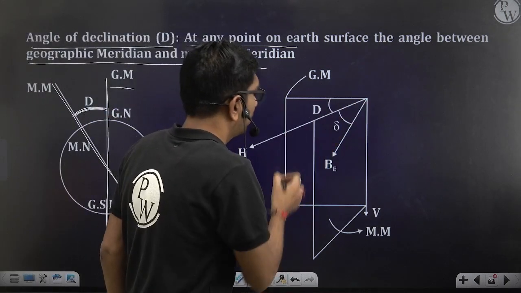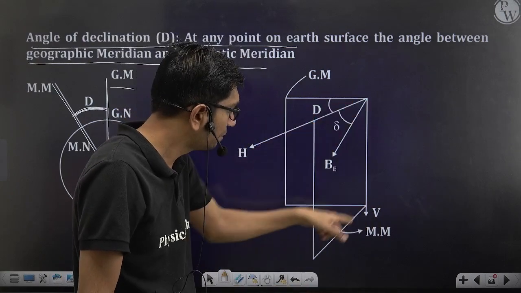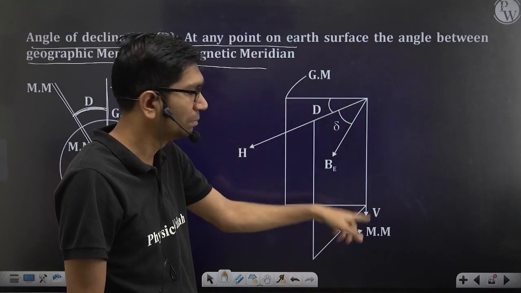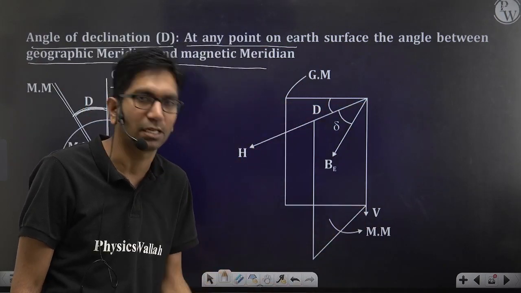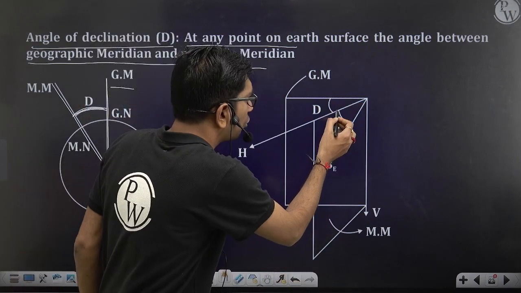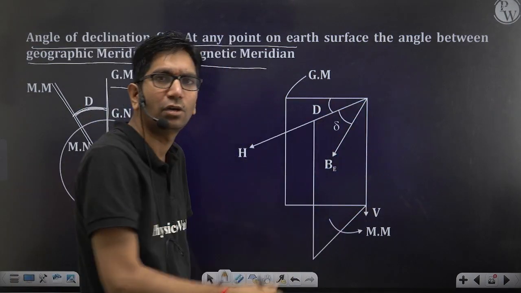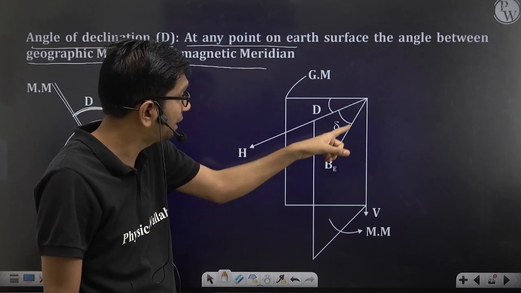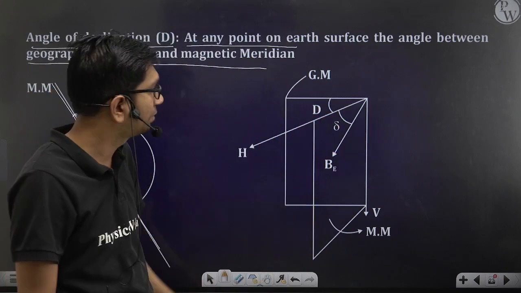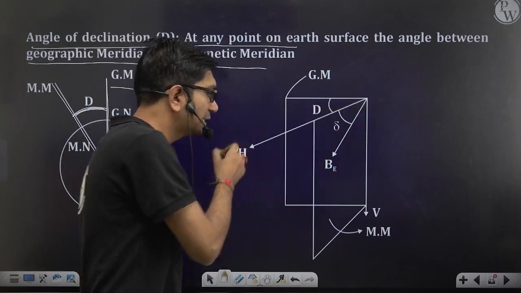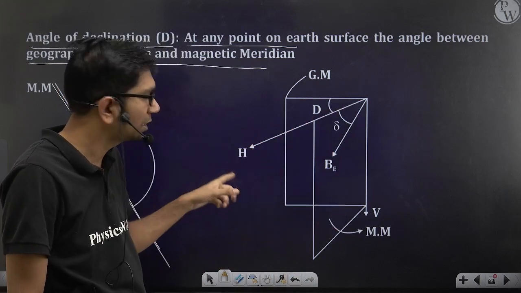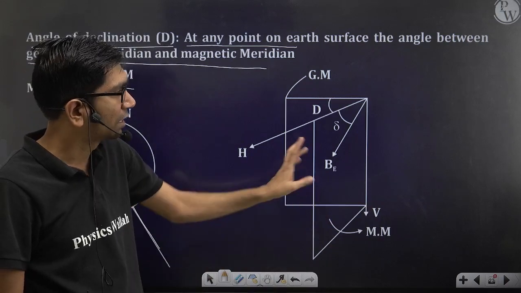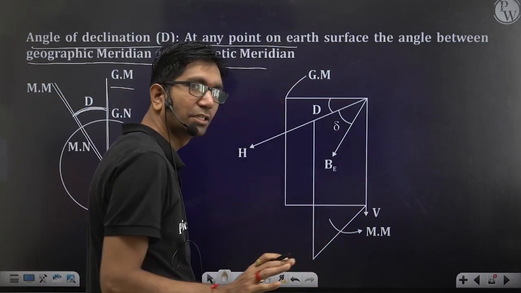See here, this is one plane and this is one more plane. This is the geographic meridian and this is the magnetic meridian, where the magnetic field lines are present. Of course, everyone knows that in the magnetic meridian only we get the angle of dip. This is the horizontal earth magnetic field, and this one is the vertical component of the field. So this one is finished.